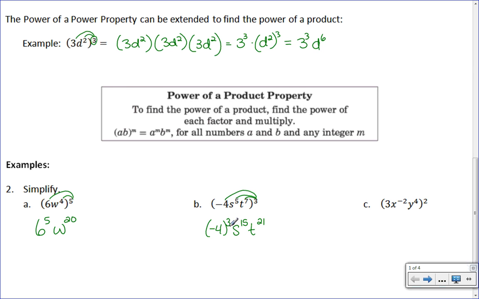And then we could actually go ahead and multiply this out. This is negative 4 times negative 4 times negative 4. So it's negative 64. S to the 15th, t to the 21st.